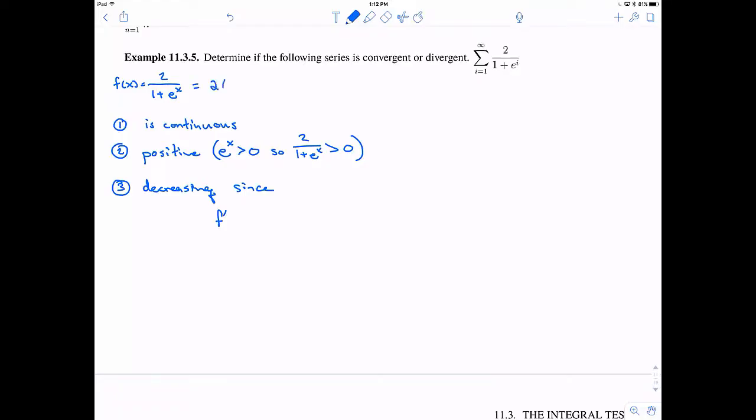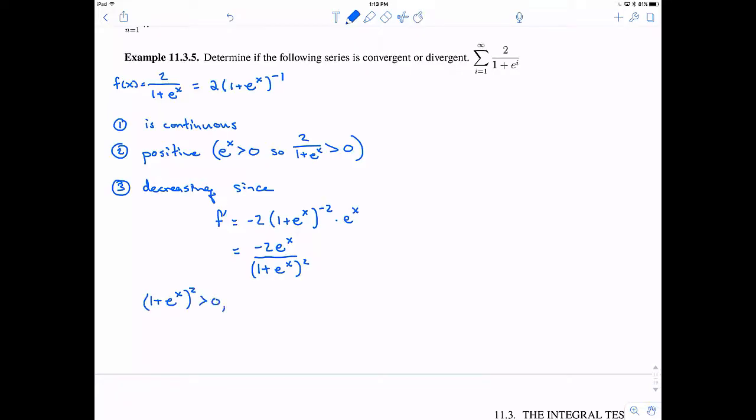let's go ahead and write it as 2 times 1 plus e to the x raised to the negative first power. Now we can just use the power rule, so we will get negative 2 times 1 plus e to the x raised to the negative second power, because of the power rule, times e to the x, because of course the chain rule. Okay, so now let's go ahead and rewrite this. Negative 2 times e to the x, and then when we raise something to the negative second power, that's the same thing as dividing by 1 plus e to the x squared.